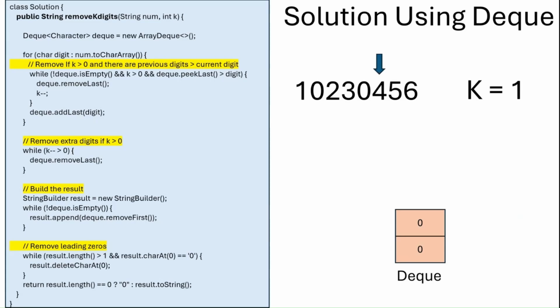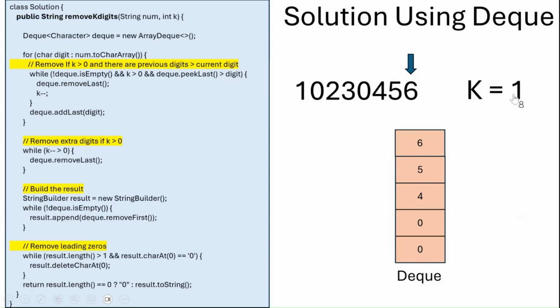Now it came to the digit 4. So we'll push the digit 4 to the Deque because it will not go into the while loop because the previously visited digits are smaller than the 4. We'll then go to the next digit, which is 5. Again, we'll push it to the Deque. Then we'll go to the 6. 6 will be also added to the Deque because the previous visited digit is smaller than 6. So we cannot remove it.